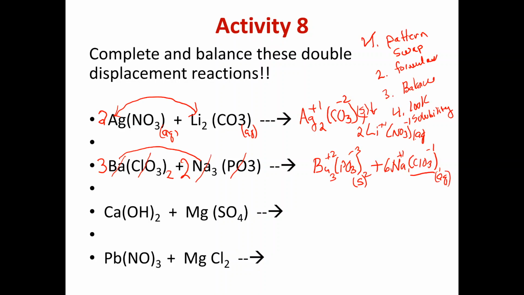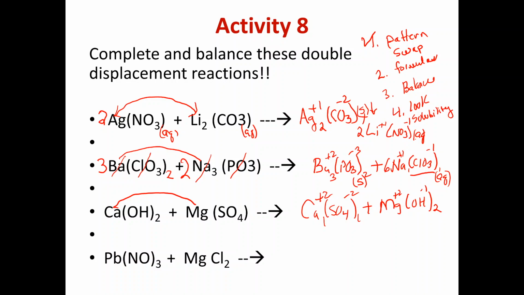Okay, let's do the next swap. Calcium and magnesium. Calcium goes home with sulfate. Magnesium goes home with hydroxide. Now we'll do the formulas. +2, -2. That's 2, 2, but let's just put 1, 1. Magnesium's +2, hydroxide's -1, so that's Mg(OH)2. And you know what? It's balanced. OH2, Mg1, everything's balanced, so that's great.